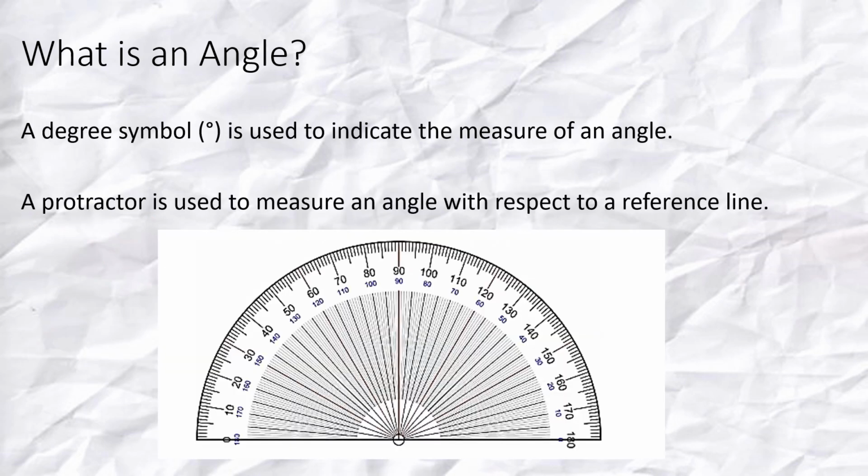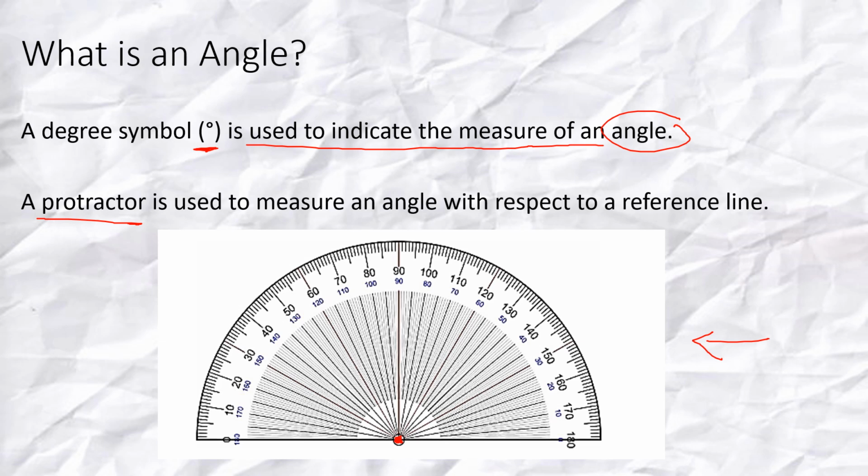Next, the degree symbol is used to indicate the measure of an angle. A device or an instrument that we can use to measure an angle is called a protractor. You can see here on our figure below an example of a protractor. To measure an angle using a protractor, place the middle part of the protractor on the vertex of a given angle. Place one ray on the 0 degree.